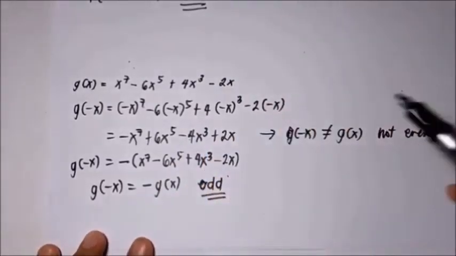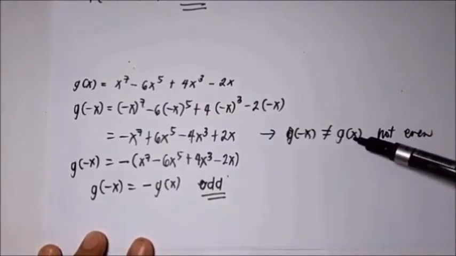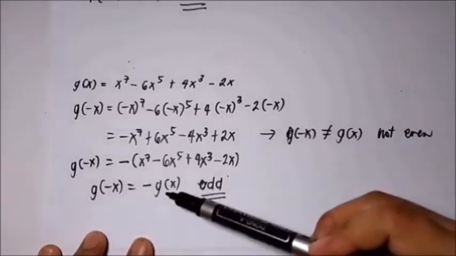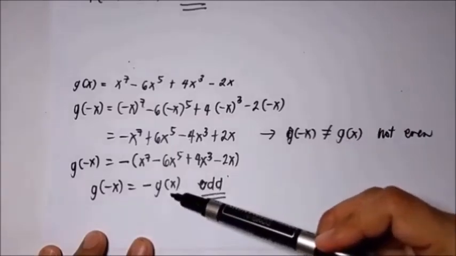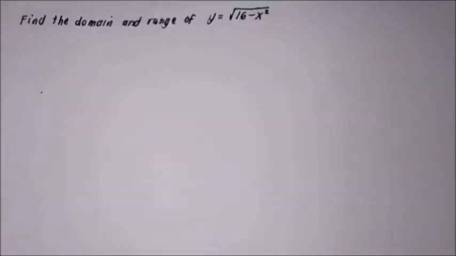Okay? So the given is odd. Now in case the given, let's say g of negative x is not equal to g of x, and it is also not equal to negative g of x, then the given is neither even nor odd.